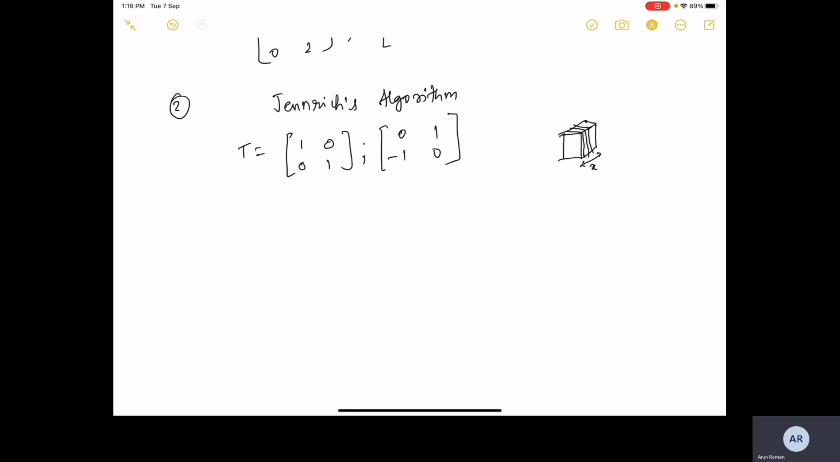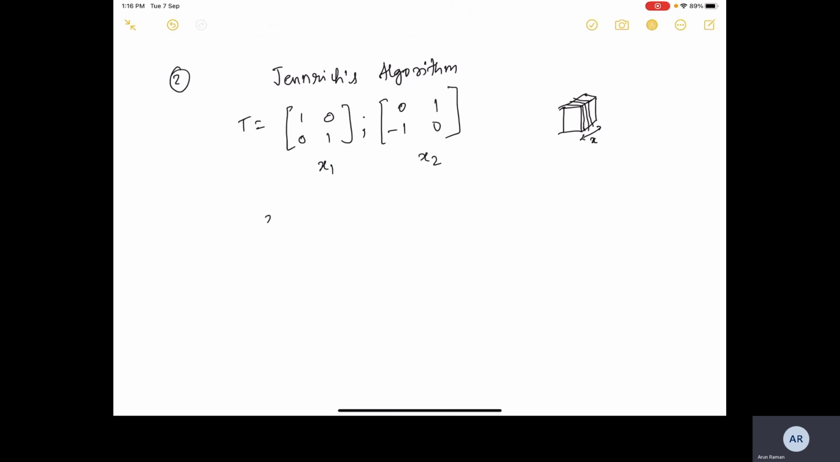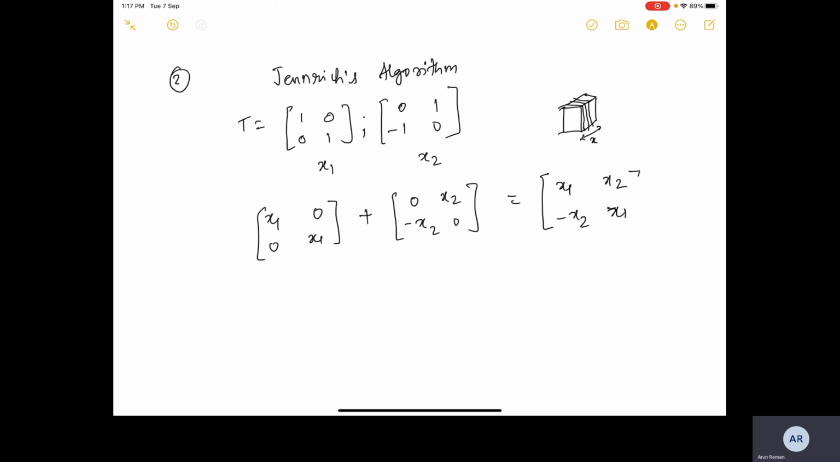Okay. So here let us assume that the vector that we have is x1 and x2. When we scale these matrices and add, what we will obtain is x1 0 0 x1 plus 0 x2 minus x2 0, and the resulting compressed matrix will be x1 x2 minus x2 x1. So this is the idea: from a tensor we will create a matrix using randomization.